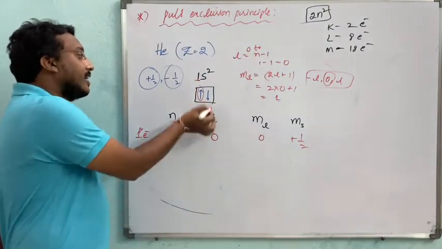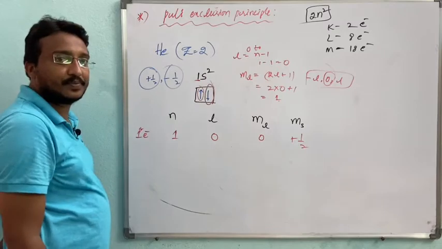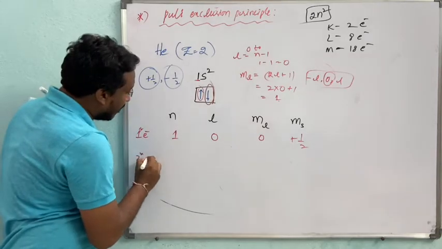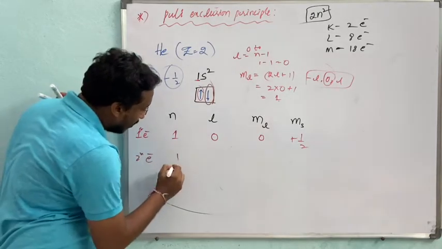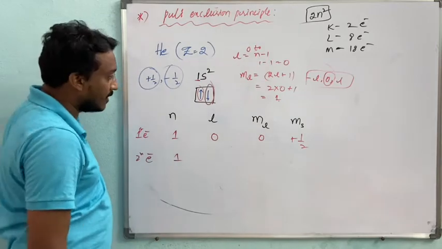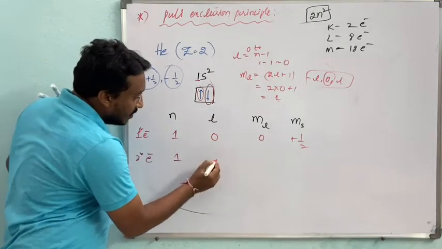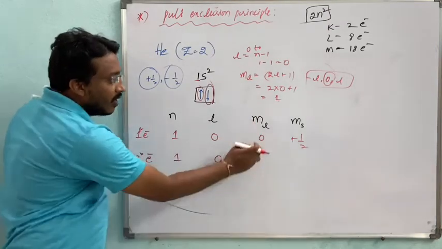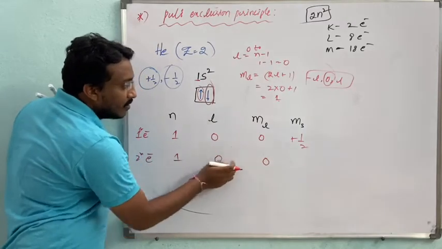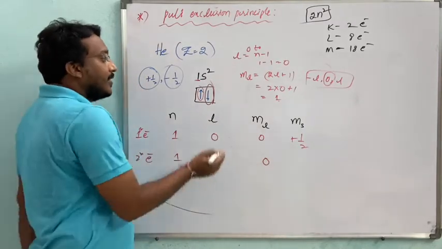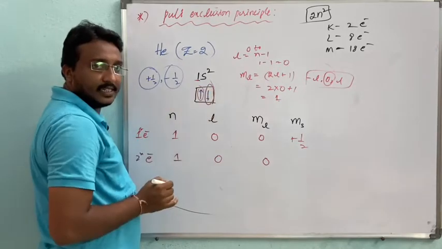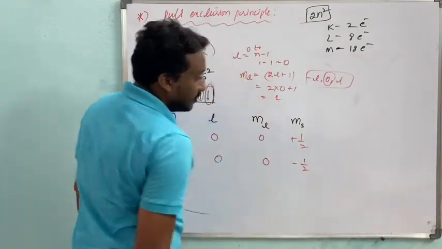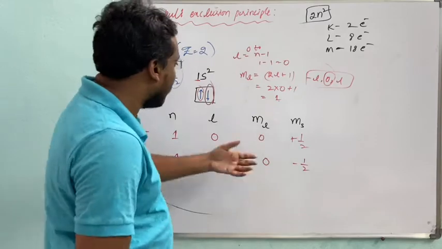Then the next electron, the second electron. This electron is also in the first shell. So for the second electron, the principal quantum number is 1. If n equals 1, the L value is 0. ML is also 0. Why? Because L is 0, M also becomes 0. And here the spin is in the downward direction, so it becomes minus 1/2.